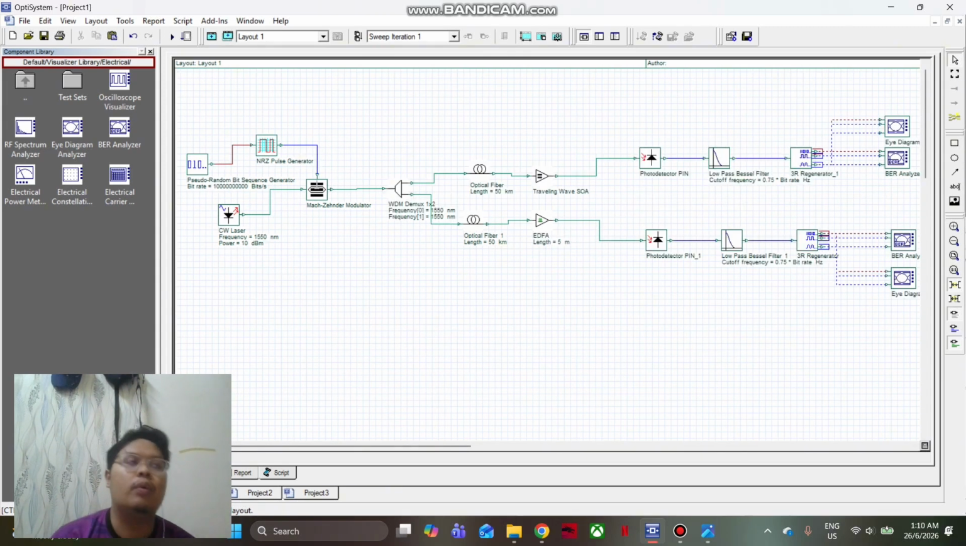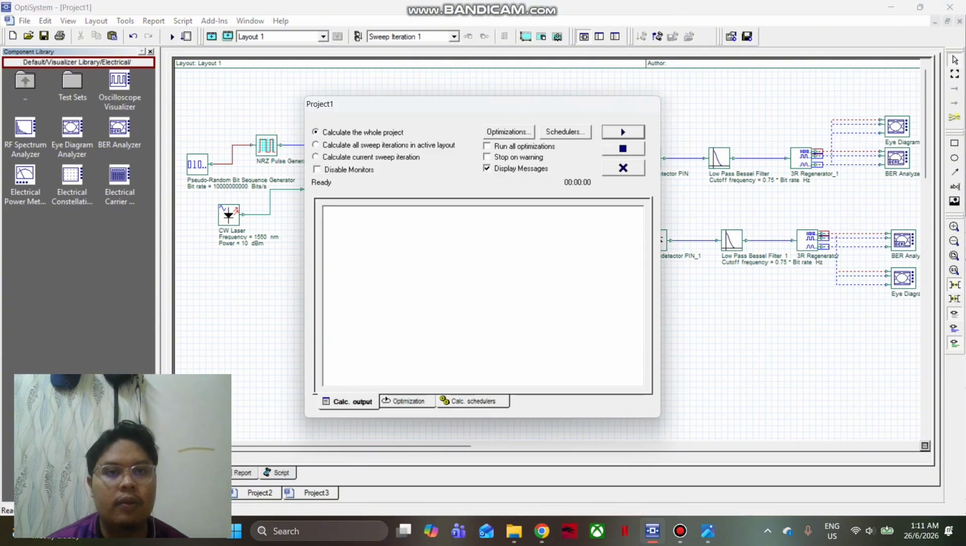Now we use one circuit with two amplifiers at the same time. This is our circuit. I just put in another component, which is a WDM demux 1x2 and mux 2x1. The fiber optic length is 50 km, the same length for both amplifiers. Now we run it.